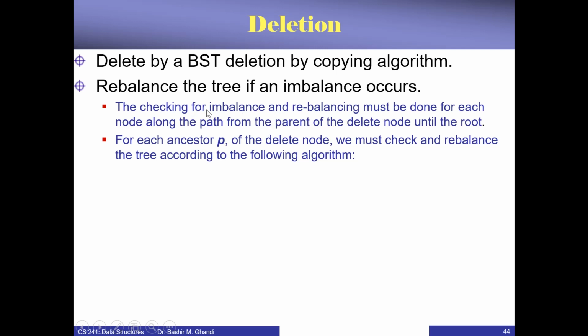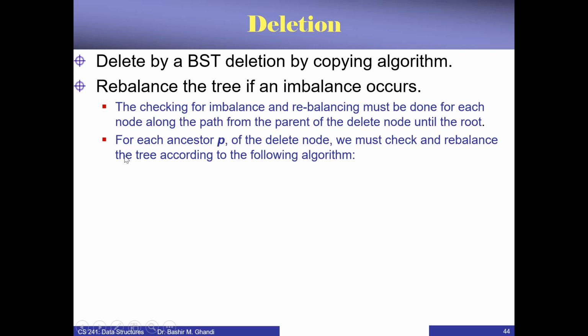The checking for imbalance and rebalancing must be done for each node along the path from the parent of the deleted node until the root. So you have to repeat the process from the parent of the deleted node. Is it balanced? If not balanced, you rebalance it. Then go to the parent of that. Is it balanced? If not balanced, you balance it. You keep doing that until you reach the root. This is one issue we have to know.